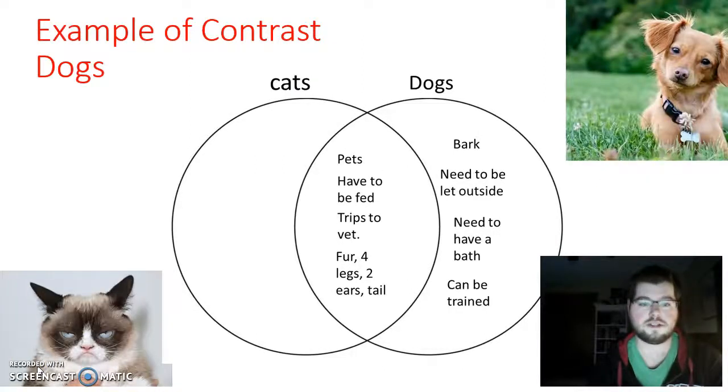Now dogs are different than cats, so we will contrast that. They bark. They need to be let outside to use the bathroom. They need to have a bath. And they can be trained.